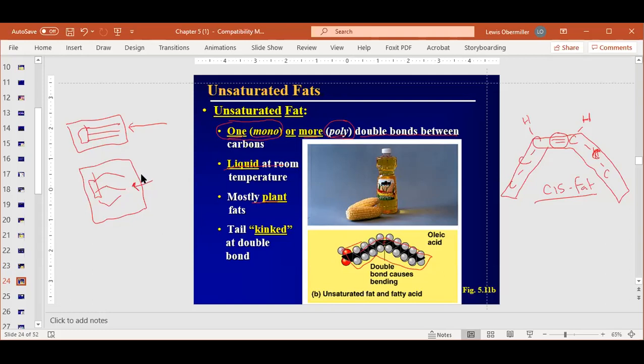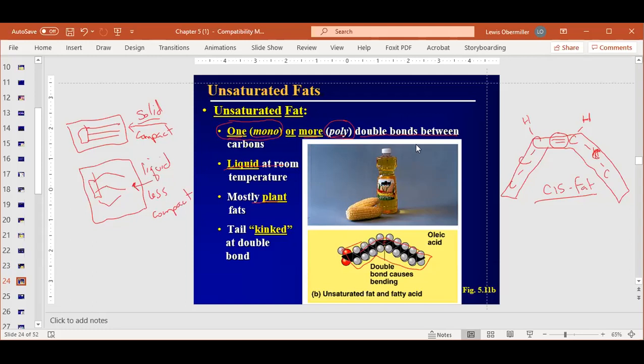They're not as compact. And that's why this is solid, right? These saturated fatty acids are solid at room temperature, where these are liquid, because saturated are straight chains and they're more compact. And these are less compact. Does that make sense? Yeah.